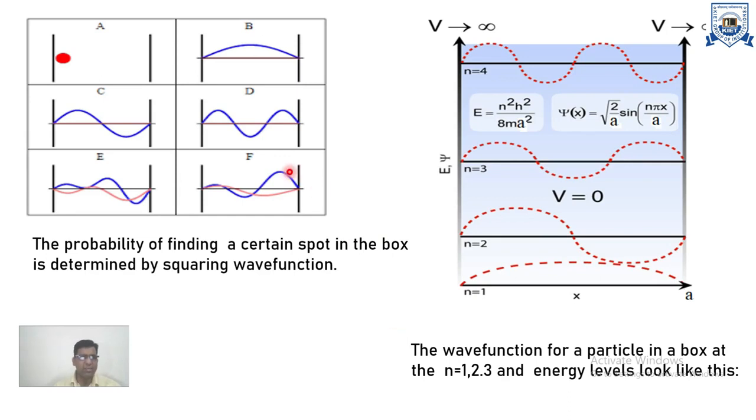Here is a representation. First of all, the particle's position. If the particle is moving, n equal to 1 is this condition, and these are the C, D, E, F conditions. The probability of finding the particle at a certain spot in the box is determined by the square of the wave function. Here V tends to infinity on both sides. If n equal to 2, this is mode number 2. If n equal to 3, this is mode number 3. Here we put in these values and also calculate the energy operator.